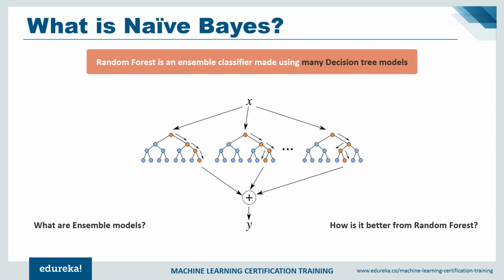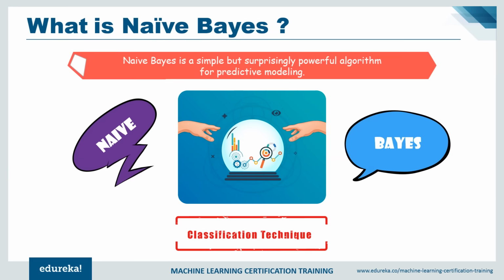So guys, let's move ahead with our naive Bayes algorithm, and let's see what exactly naive Bayes is. Naive Bayes is a simple but surprisingly powerful algorithm for predictive modeling. It is a classification technique based on the Bayes theorem with an assumption of independence among predictors. It comprises two parts, which are the naive and the Bayes. In simple terms, a naive Bayes classifier assumes that the presence of a particular feature in a class is unrelated to the presence of any other feature, even if these features depend on each other or upon the existence of the other features. All of these properties independently contribute to the probability that a fruit is an apple or an orange, and that is why it is known as naive.